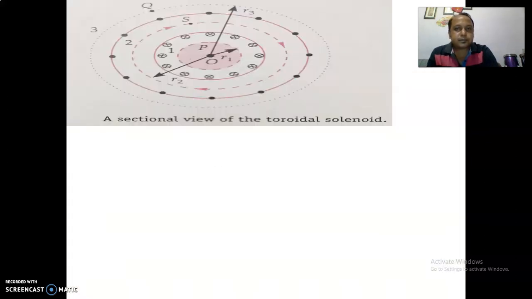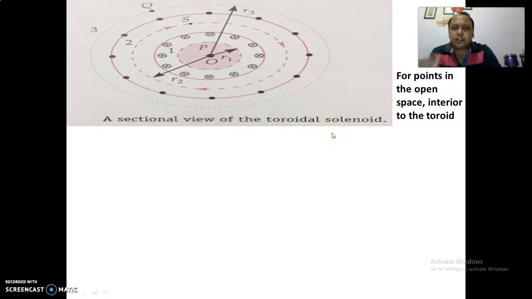magnetic field. Now, this is a sectional view of a toroid, and the section is in the plane of the paper. You will find dots here. These dots represent the current coming outward, whereas the cross represents the current going inward. So it is the section of the toroid which we are considering, parallel to the plane of the paper, where dots represent current coming up, that is outward, and crosses represent current going down, that is inward.